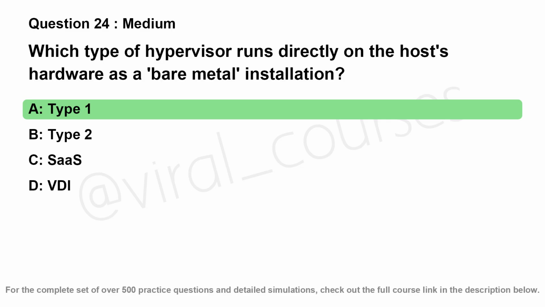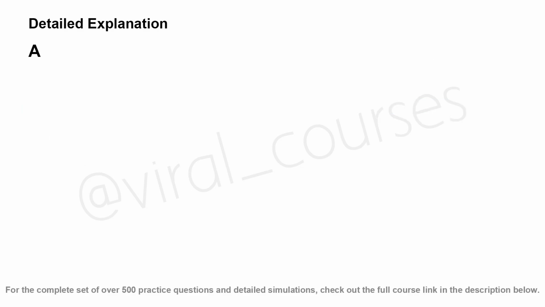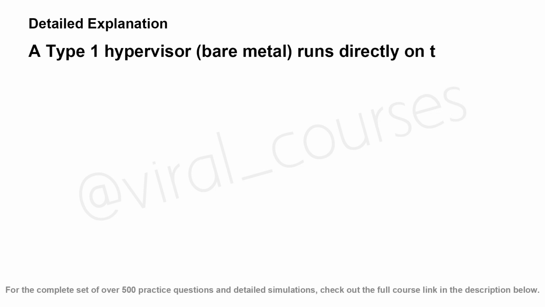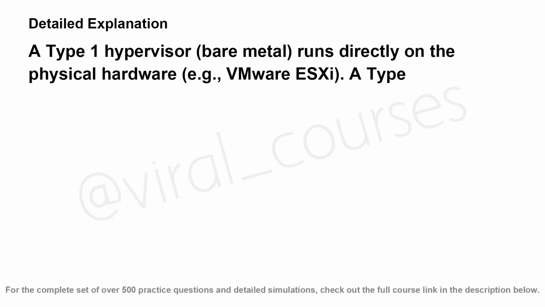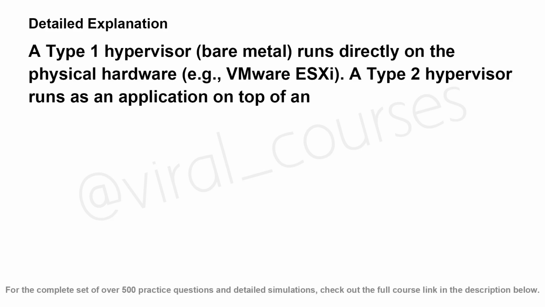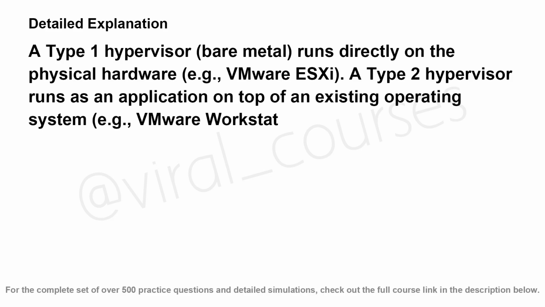The correct answer is A. A Type 1 hypervisor, bare metal, runs directly on the physical hardware, e.g., VMware ESXi. A Type 2 hypervisor runs as an application on top of an existing operating system, e.g., VMware Workstation or Oracle VirtualBox.